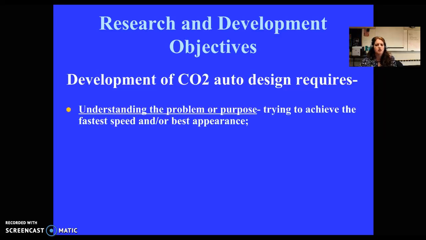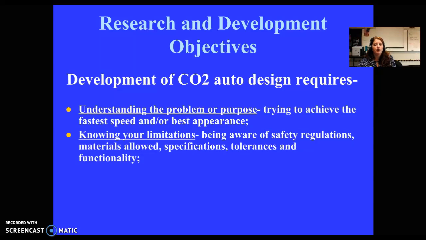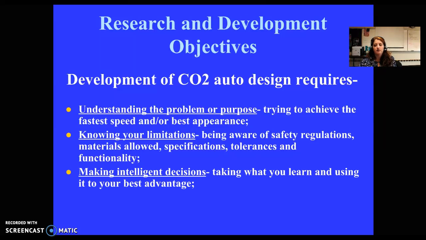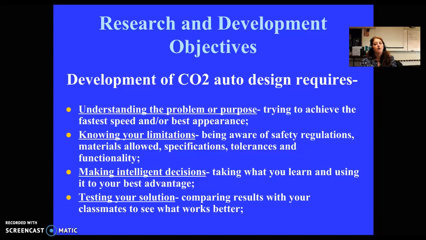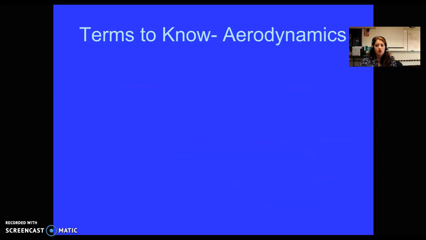So I'm looking for a design that is well thought out, shows that you've thought about the elements of aerodynamics, and you are going to be judged on how fast your car can go. You are going to have to be limited to different things just because of our block of wood. And then you're going to have to think about what we're learning and use it to the best example. And we will be testing your solution, hopefully, against other classmates.